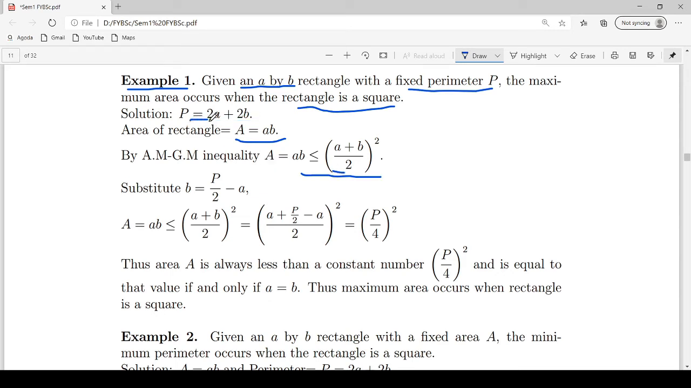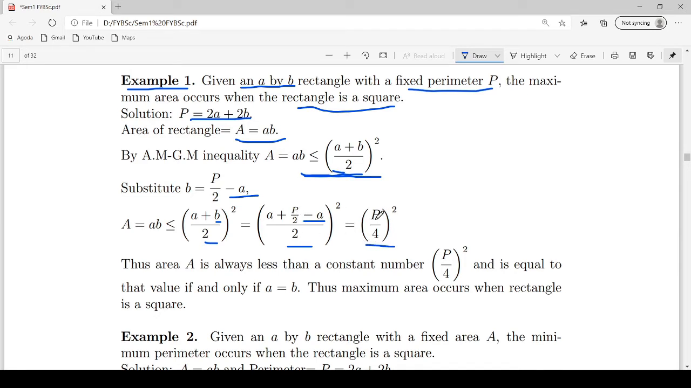Then from here, we know that P minus 2A is equal to 2B. If we multiply by 1/2 on both sides, we have B equal to P/2 minus A. Now we will substitute this value of B in the inequality AB is less than or equal to the square of (A plus B)/2. So (A plus B)/2 becomes (A plus P/2 minus A)/2. Now A and minus A cancel, and you have the square of (P/2)/2, that is, the square of P/4.